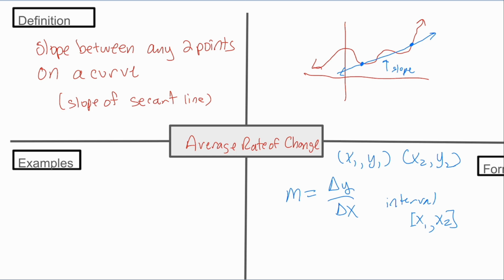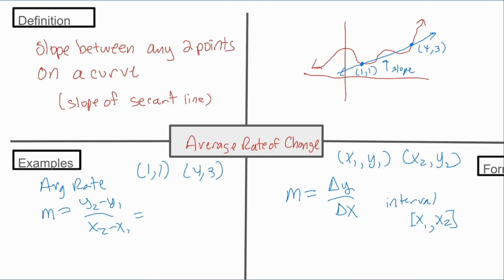And that's something we'll discuss more as we go. So an example, we're just going to use the graph. Let's just make up points. Let's say that's 1, 1. And let's say this is 4, 3. So our average rate of change would be y2 minus y1 over x2 minus x1, slope. So in this case, if we use 1, 1 and 4, 3, that would be 3 minus 1 over 4 minus 1, or 2 over 3.